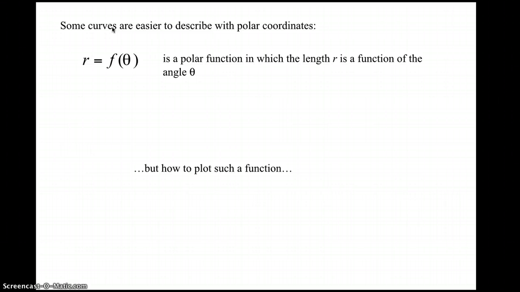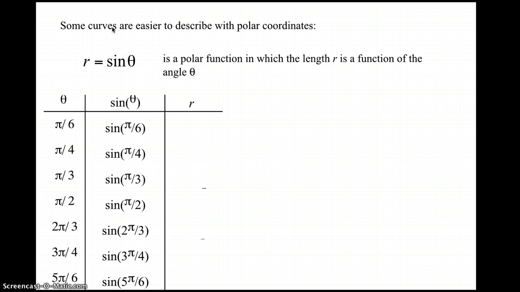Some curves are easier to describe with polar coordinates. r equals f of theta is the polar function in which the length r is a function of the angle. If we wanted to plot the function r equals sine theta, we would plug in the values of theta into the function. So for example, pi over 6, plug that into sine theta, we would get a radius of 1/2. So to plot that point, we go up an angle of pi over 6, so that's 30 degrees, and a distance of 1/2 away from the origin.